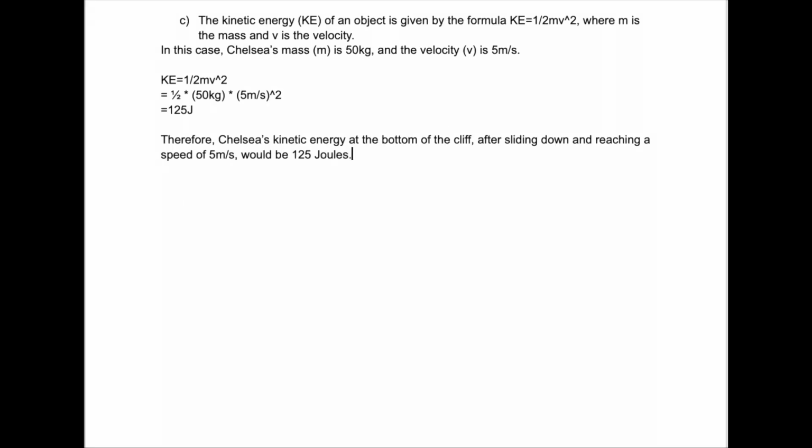KE equals 1/2 times m v squared, which equals 1/2 times 50 kilograms times 5 meters per second squared, which equals 125 joules. Therefore, Chelsea's kinetic energy at the bottom after sliding down and reaching a speed of 5 meters per second would be 125 joules.